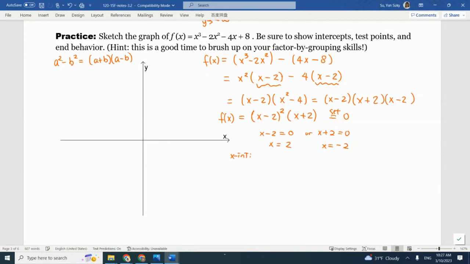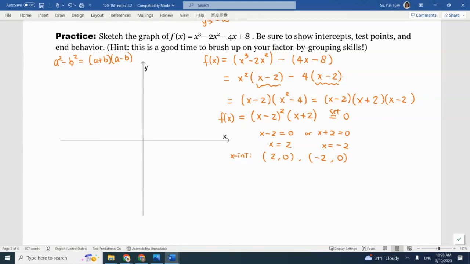So the x-intercepts are what? 2, 0, and negative 2, 0. Good. Right, everybody clear about the process to find the x-intercept? We set f of x equal to 0. Because you already factored, you have a product of factors equal to 0, so you set each factor equal to 0 and solve for x. Right, everybody? Oh, it's squared though, isn't it?